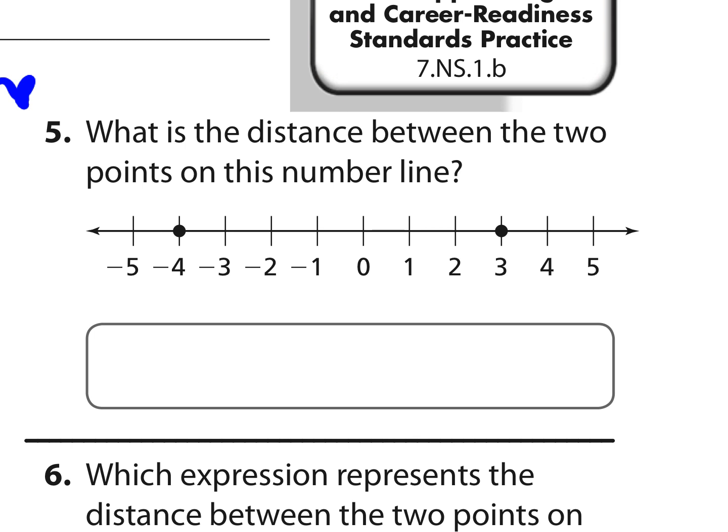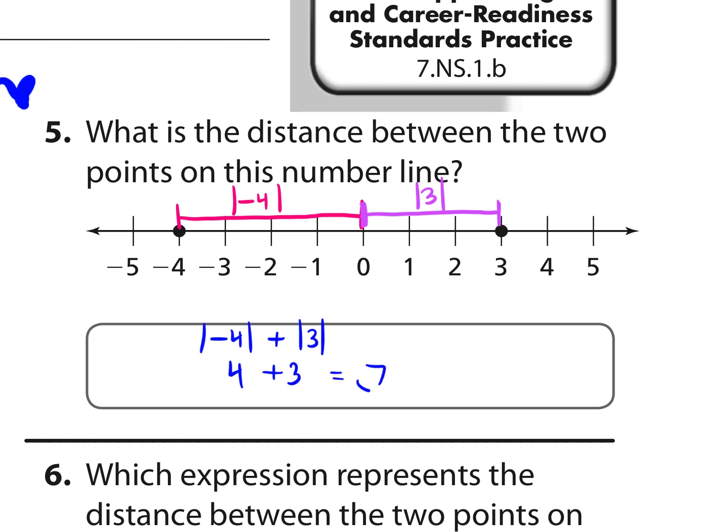Number 5, what is the distance between the 2 points on the number line? We could use this concept of looking at the absolute value or distance from negative 4 to 0 is the absolute value of negative 4, and the absolute value or distance from 0 to 3 is the absolute value of 3. And we could add them together and say, well, the absolute value of negative 4 plus the absolute value of 3 is like saying 4 plus 3, which is 7.